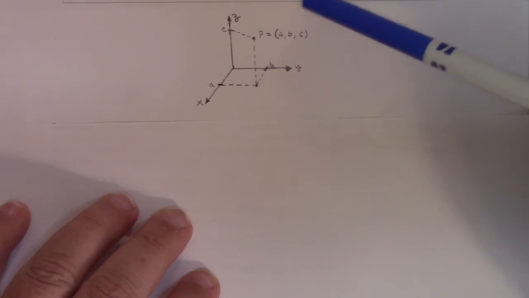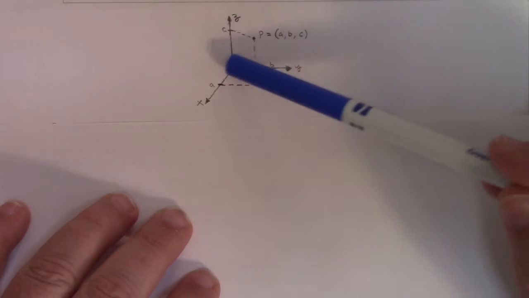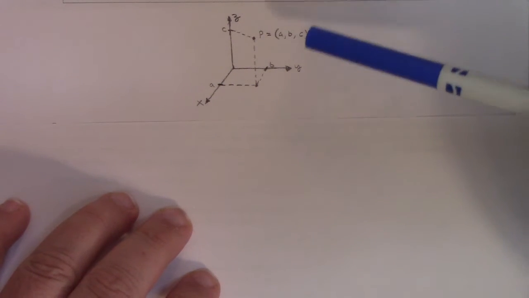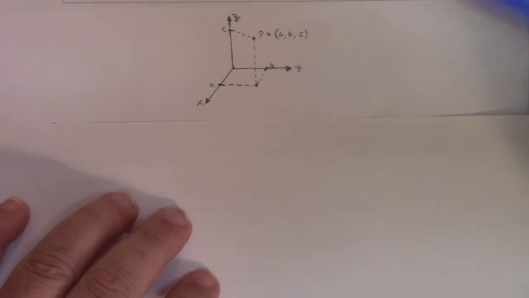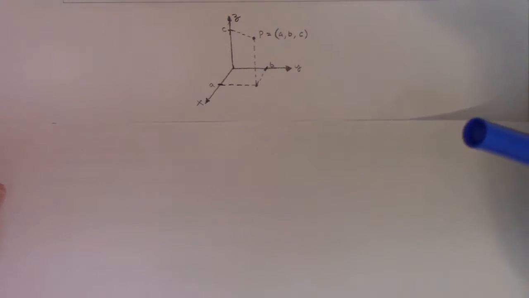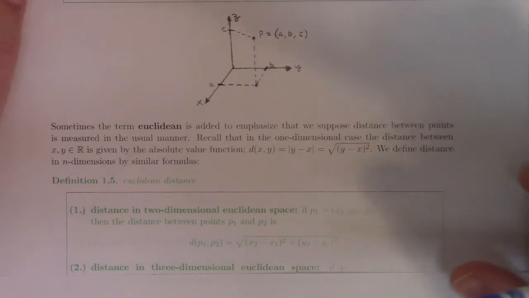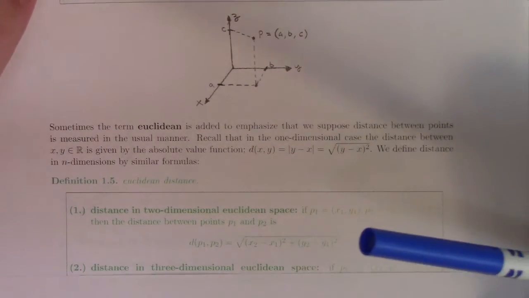Here, if we have the point (a, b, c), that means it's a over in the x, b over in the y, and c over in the z if a, b, and c are positive. Of course, if any one of these is negative, then it puts it on the other side of things. And why do we call it Euclidean space? Well, that emphasizes our notion of distance.